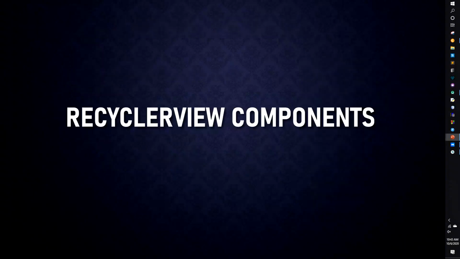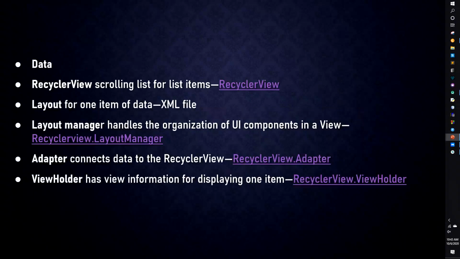The components that we have in RecyclerView: we have a data part that we want to be recycled. The next one, we also have to create the RecyclerView itself so that it will scroll the list of items. And the next one, we need to have a layout, right? A layout that contains one item of the data. We don't need to create a layout for each item. Instead, we create a sample layout for just one single row.